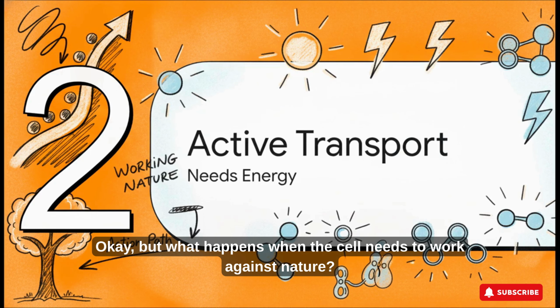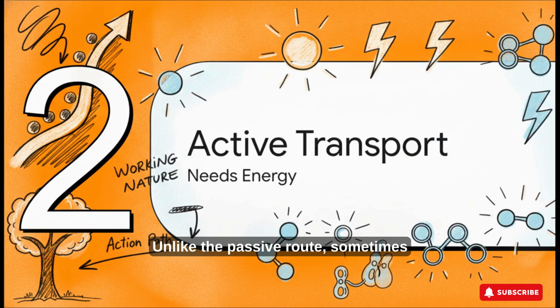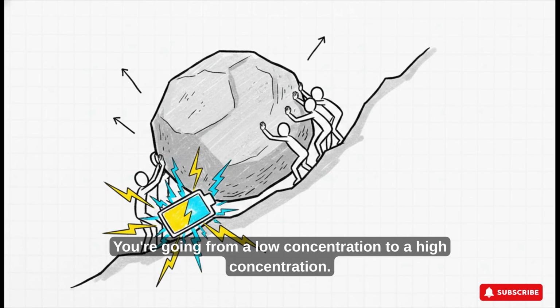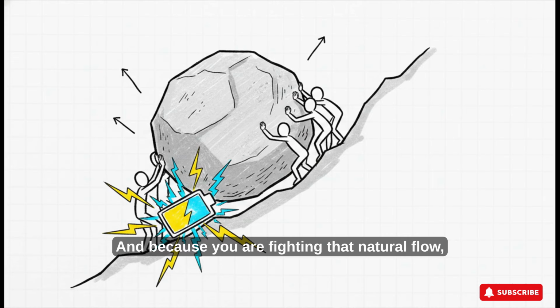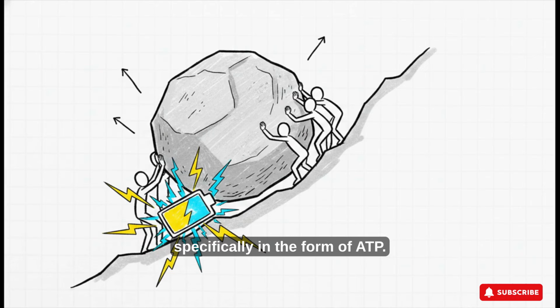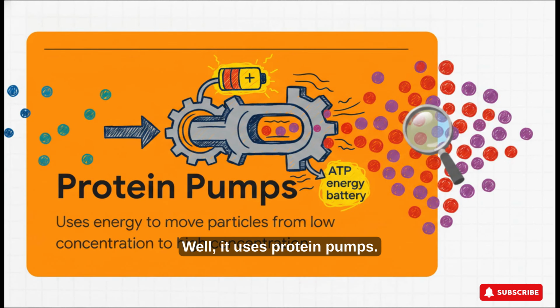Okay, but what happens when the cell needs to work against nature? Let's pivot to part 2, active transport, where things actually need energy. Unlike the passive route, sometimes a cell has to move materials in the unnatural direction. Imagine trying to push a heavy boulder up a steep hill. You're going from a low concentration to a high concentration, and because you are fighting that natural flow, you have to plug in a battery. In cellular terms, this means the cell has to use energy, specifically in the form of ATP. So how does the cell actually pull this off? Well, it uses protein pumps.